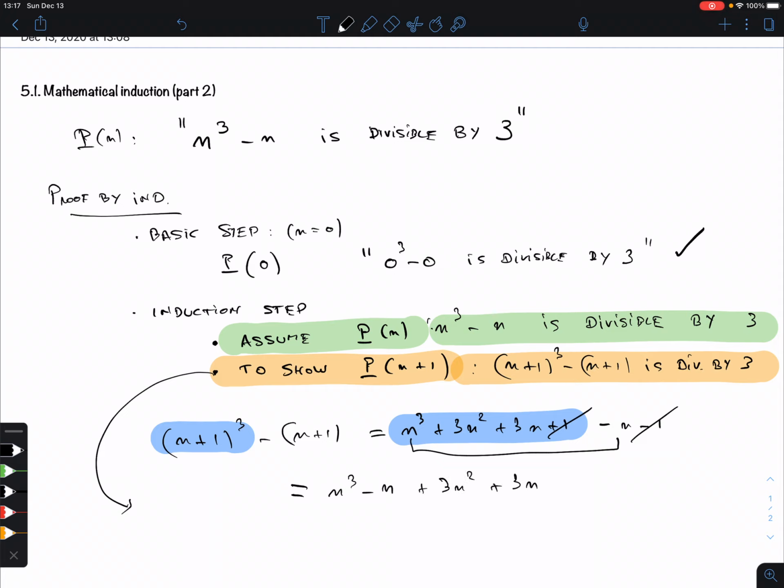Now, why don't I mess with these? Because remember, it's all about divisibility by 3, and this number is clearly divisible by 3. It's a multiple of 3. This is clearly divisible by 3. And what about this one? It's divisible by 3. We just say this. So by our induction hypothesis, remember we wrote this induction hypothesis, this is divisible by 3. So we have 3 numbers divisible by 3, and we add them up, it's still divisible by 3. So the conclusion is that this thing is therefore divisible by 3, and that's the only thing we need to do.